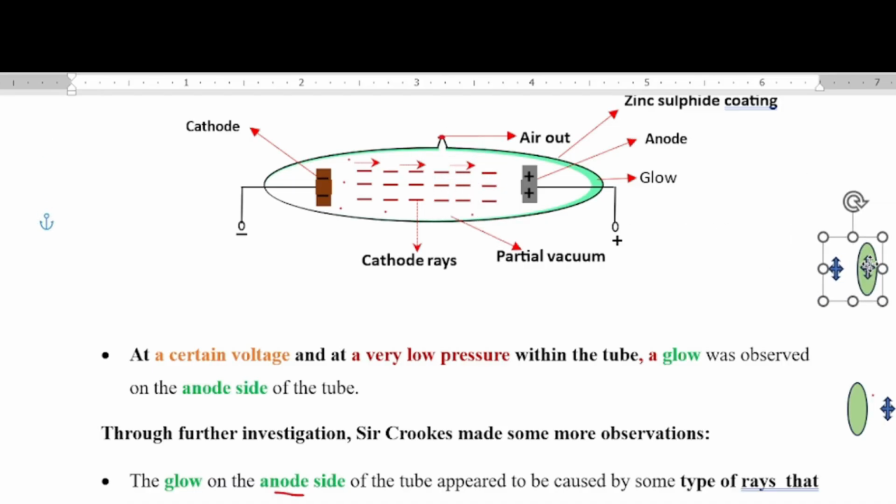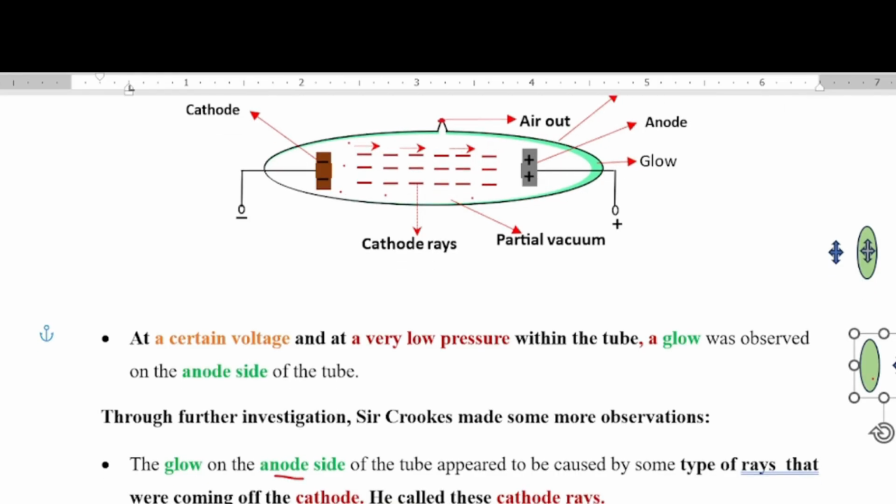When he did the opposite, by placing the cross there again, but putting the screen on the opposite side of the cross, he did not get a shadow of the cross on the screen, and that made him believe that indeed the rays were coming from the cathode side onto the anode side.